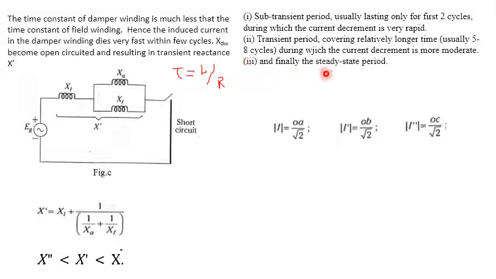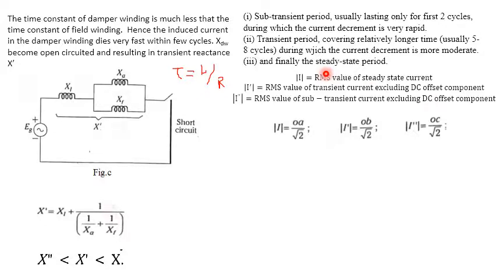And finally we will get a steady state period. So from the waveform, we have to calculate the currents I, I dash and I double dash. I is nothing but the RMS value of the steady state current. I dash is the value during the DC offset component. I double dash is the subtransient current, which excludes the DC offset component.